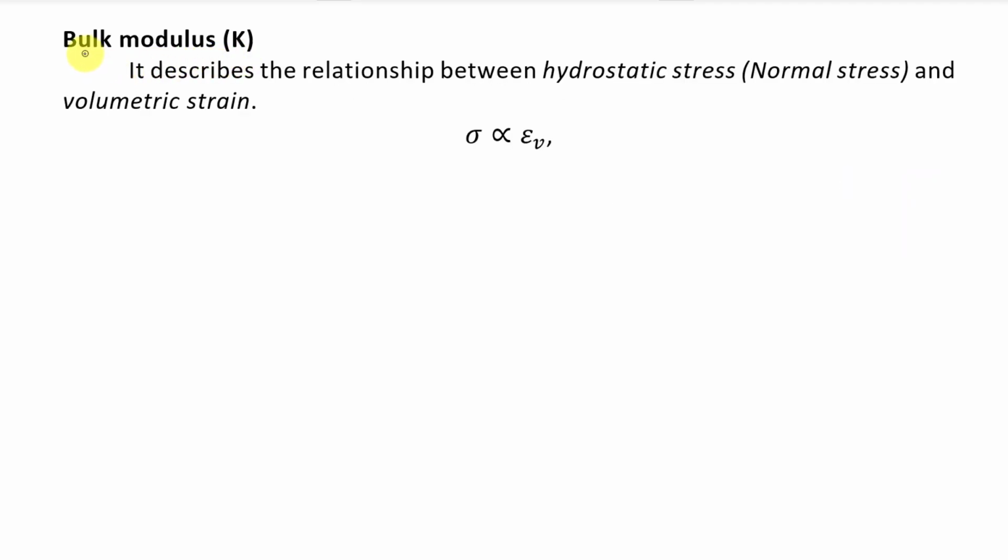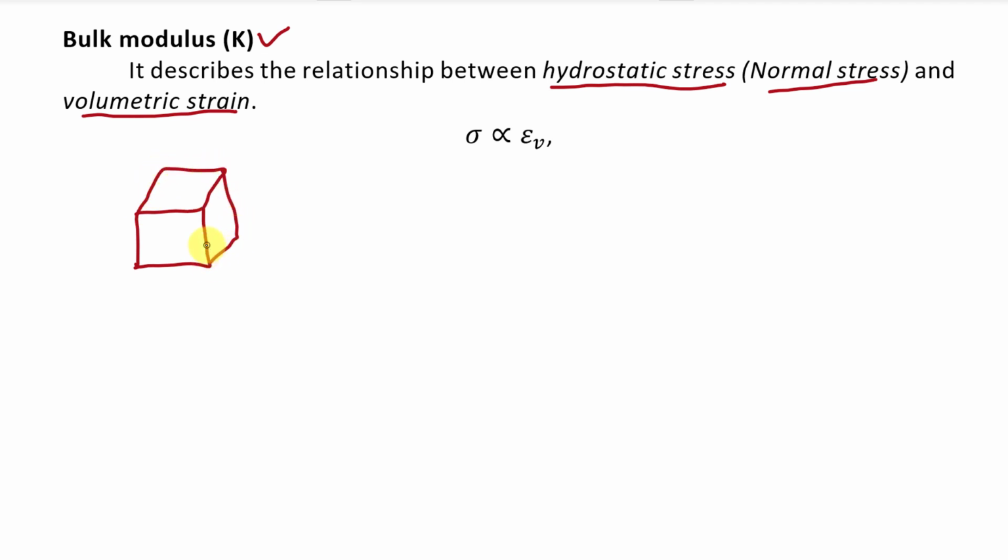Now we are going to discuss bulk modulus, that is denoted by K. It describes the relationship between hydrostatic stress, that is actually normal stress, and volumetric strain. Now we have to understand what is hydrostatic stress. Let's say we have a cube like this, and we apply pressure on this cube from all the directions like this.